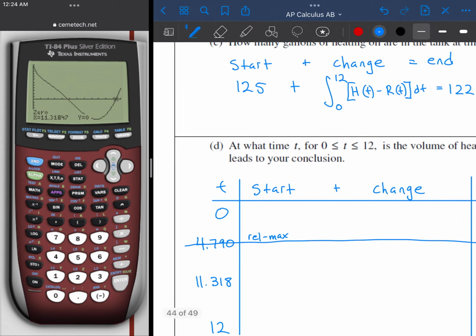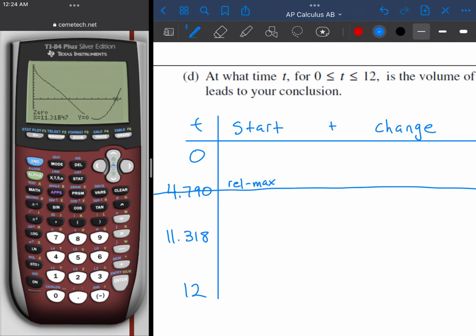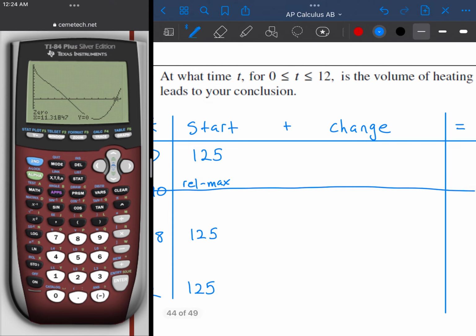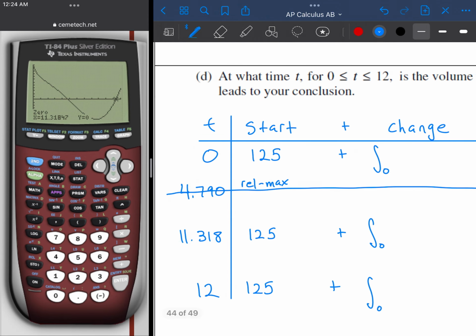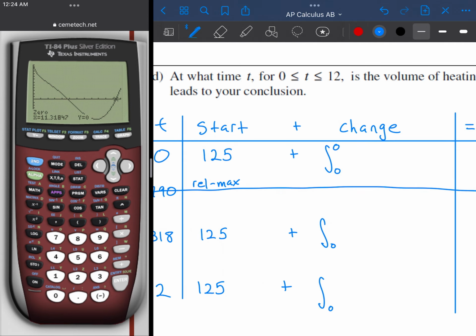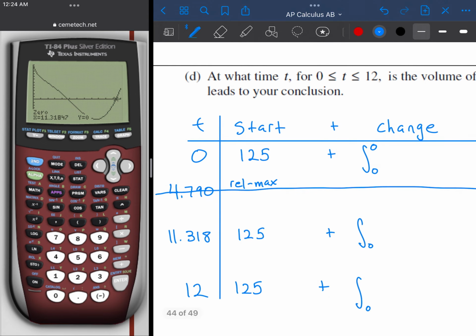So our start condition was 125. Yep, I got that right. 125, 125, 125. And then I'm going to add some values. Our integral is going to start at 0. I remember that start condition. Integral from 0 to whatever that value over there is. 0, 11.318, and 12.